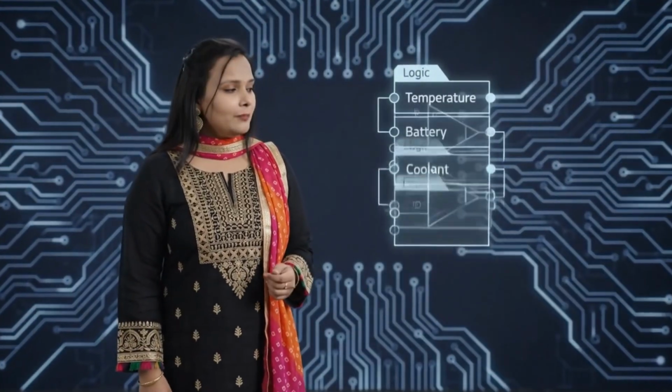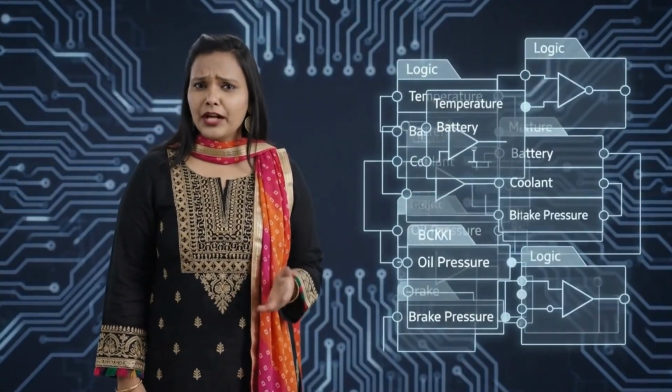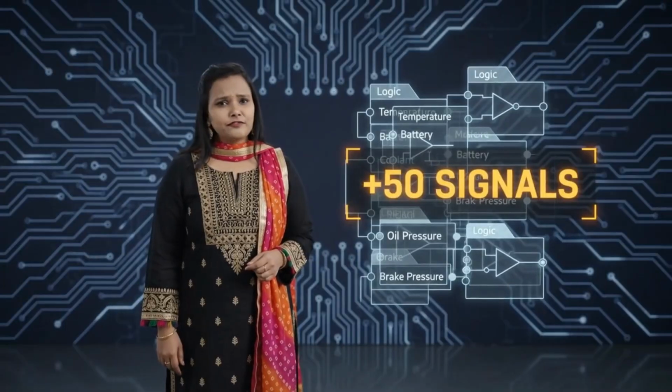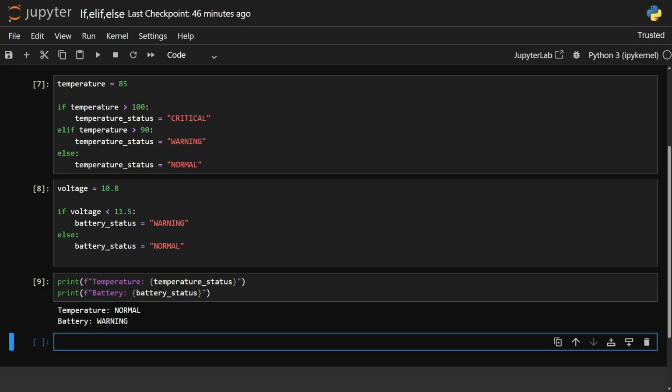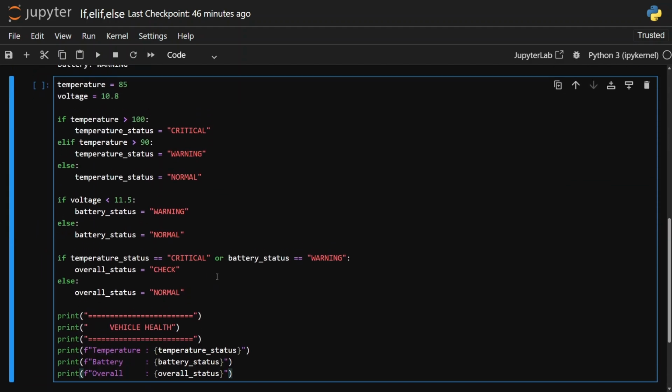But look at our code. We're repeating the same logic. Now imagine 50 signals: coolant, oil pressure, brake pressure. Copying this pattern 50 times isn't sustainable. Let's bring everything together into one vehicle health monitor. Both signals get checked exactly like before. Then one final decision, combining them.